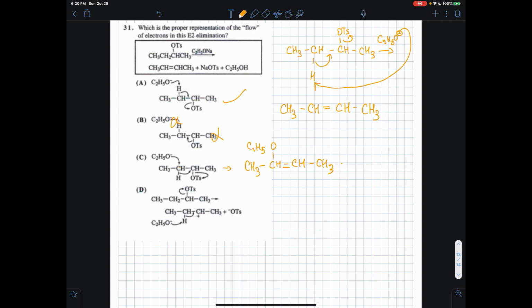Now the last thing is the leaving group leaves, and then you end up with a positive charge and the O negative attacks. Remember, this is an E1 mechanism. In E1, the leaving group leaves. It's a two-step process. And that's not the mechanism of E2, so the right answer would be A.